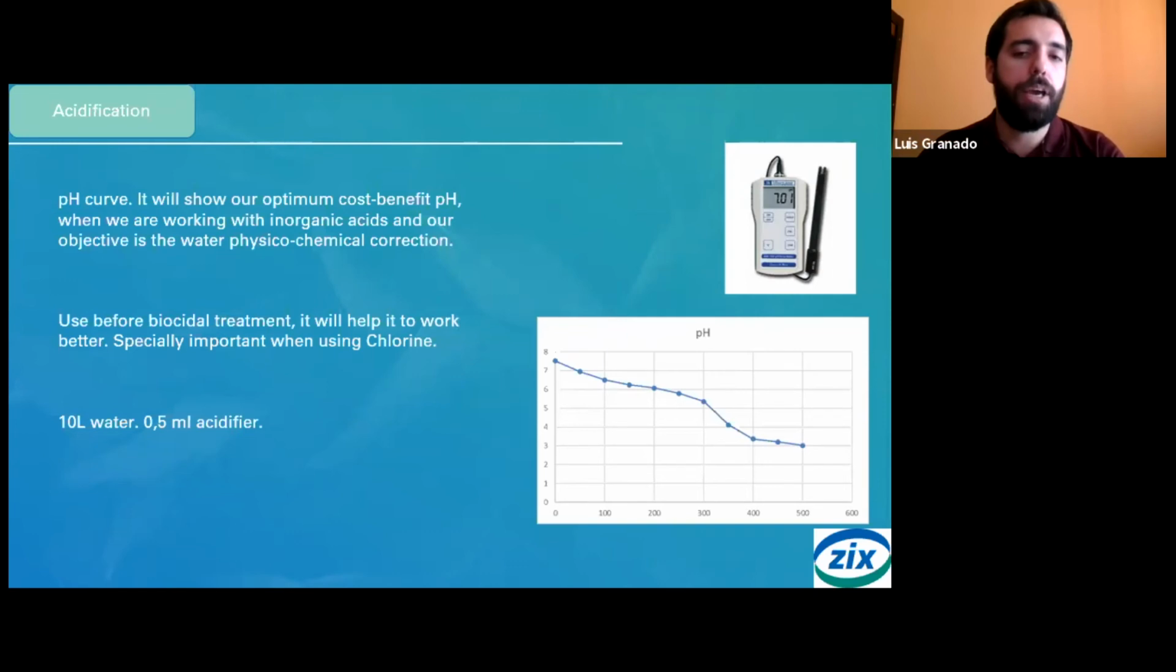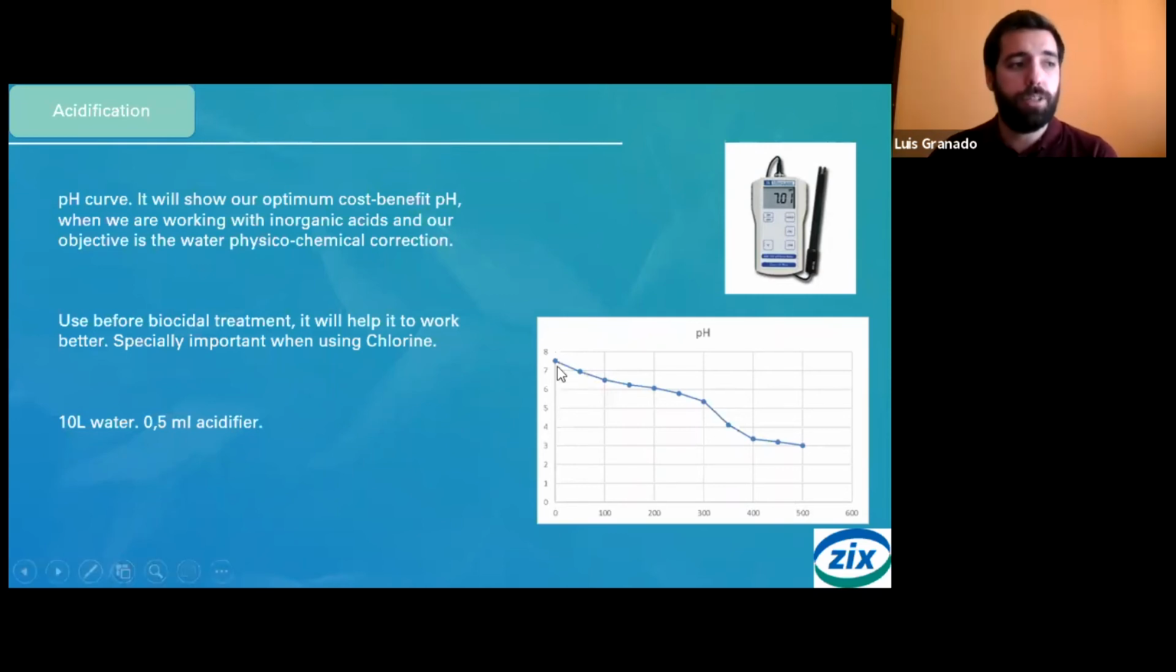When we do this pH curve, this basically shows how the pH goes down in a solution as long as we keep on adding acids, right? So on that chart, we see below the amount of acid added for every 1,000 liters of water, and on the vertical axis we see the pH. We are starting at a pH of approximately 7.5, and as we keep on adding 50 milliliters of acid, we see how the pH goes down.